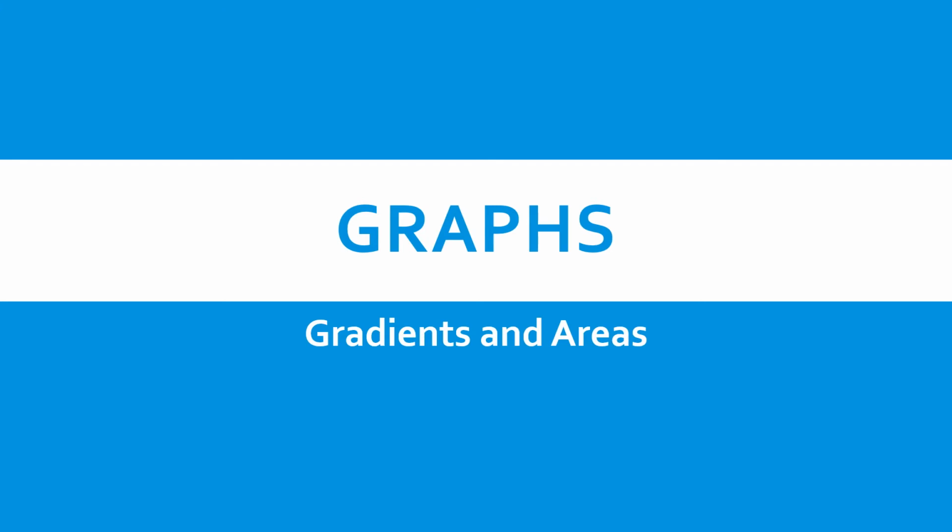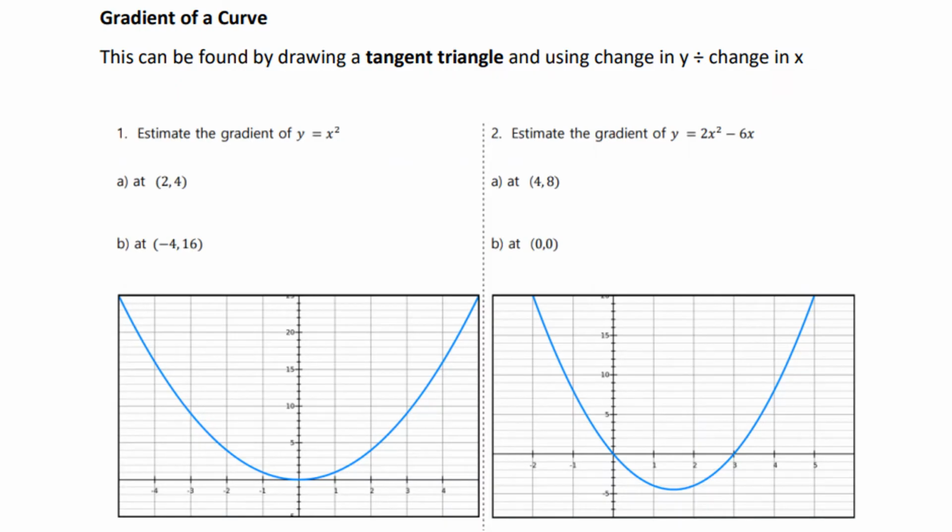Okay, the last bit of graphs that we need to look at on the entire course is gradients and areas. And these don't really introduce anything new. All they are, are different ways of interpreting things that we can already do. Let's look. The first one is gradient.